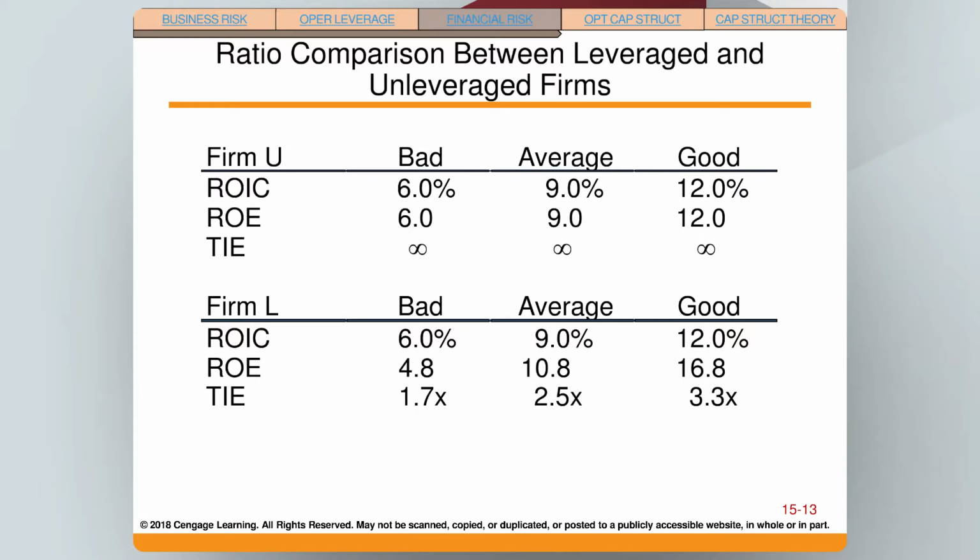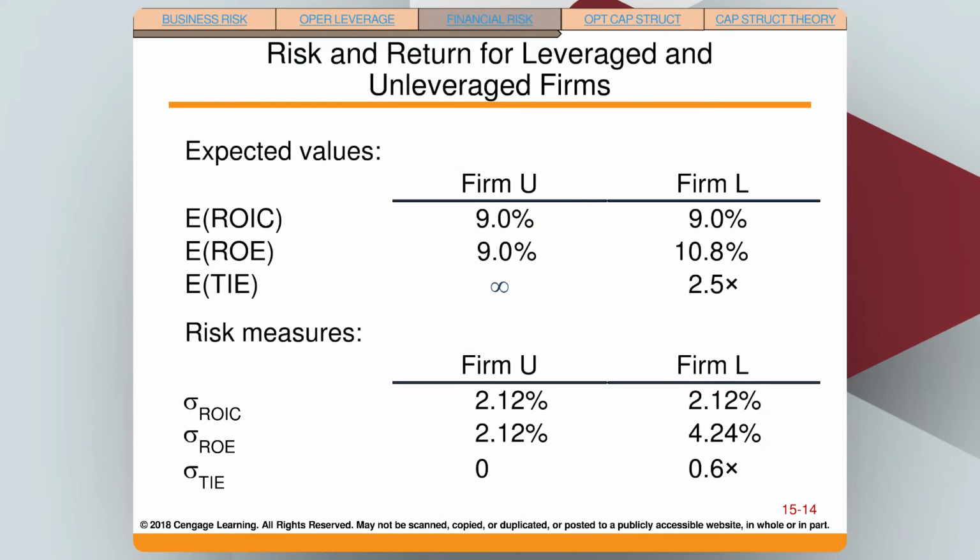Of course, sa common sense, you will not consider times interest earned kay firm U, kasi wala tayong interest. Wala tayong utang. Kay firm L naman, you have 1.7, 2.5, and 3.3. Okay? Hopefully, alam nyo na yan. We discussed na yan in our discussion of FS analysis, di ba?